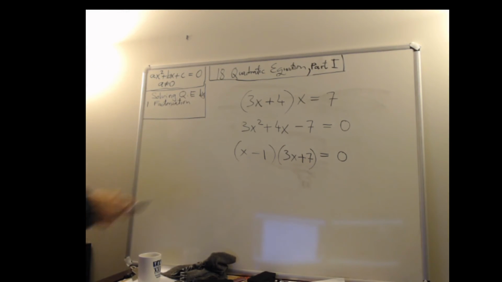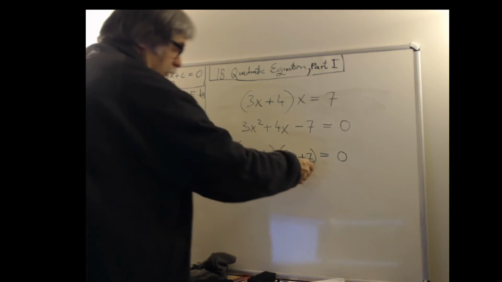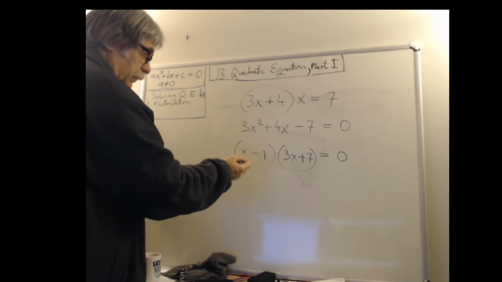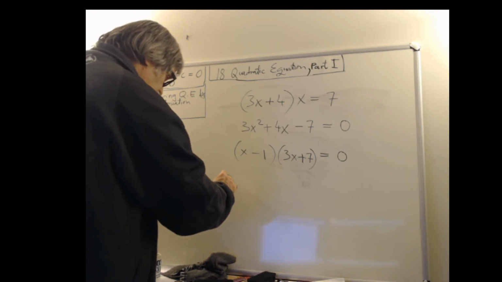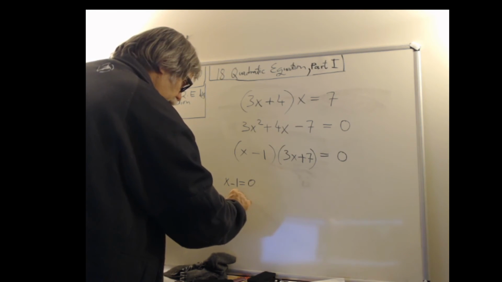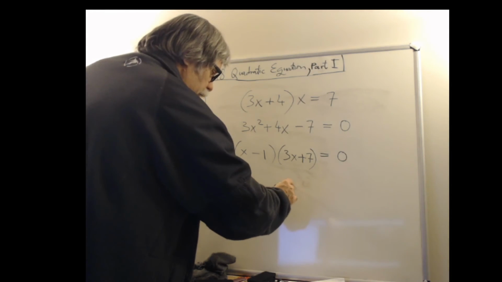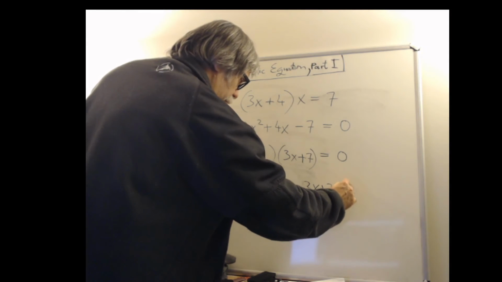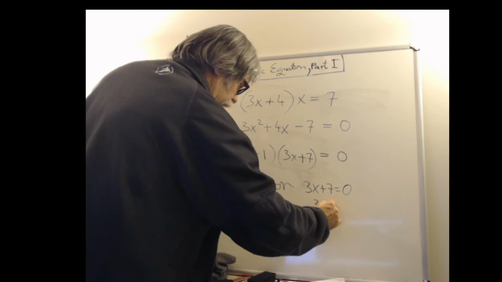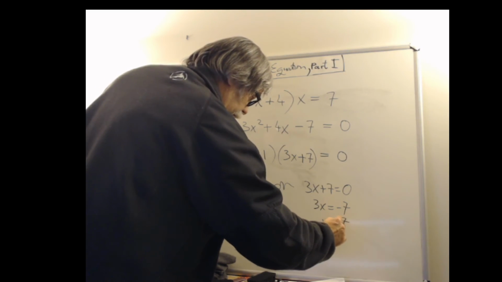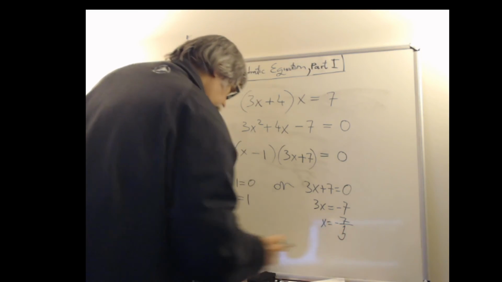So the first step is to get the zero product property, then the product, or the factorization, and then you have alternatives. This is equal to 0, or this is equal to 0. If x minus 1 is equal to 0, then x is equal to 1, or 3x plus 7 is equal to 0, which makes 3x negative 7, which makes x equal negative 7 thirds.